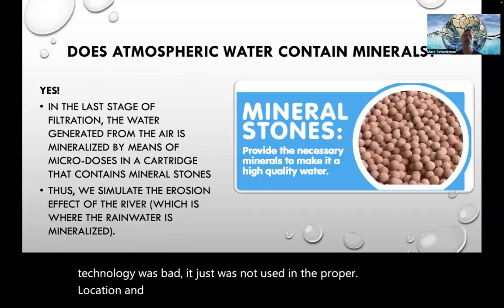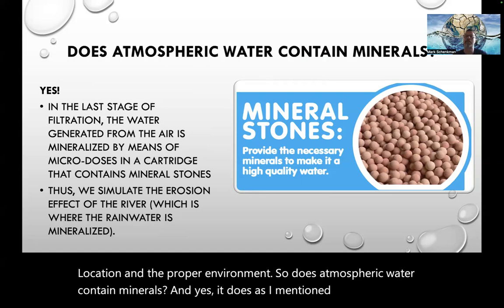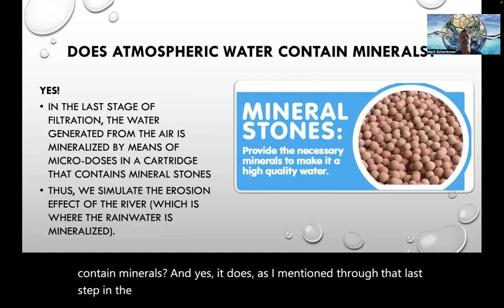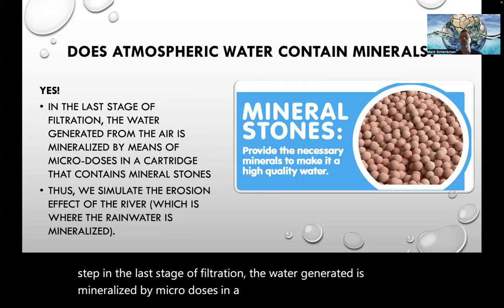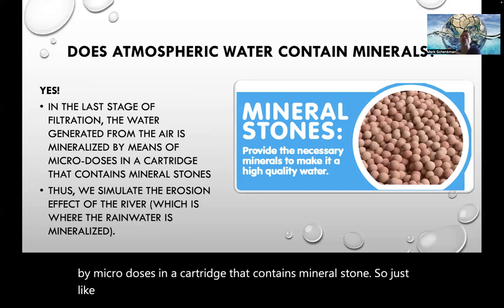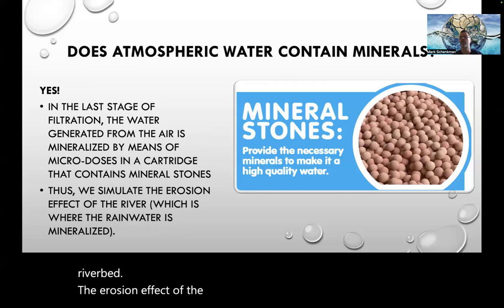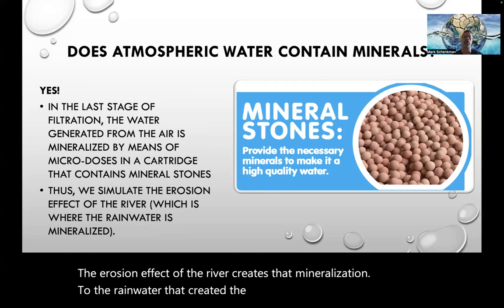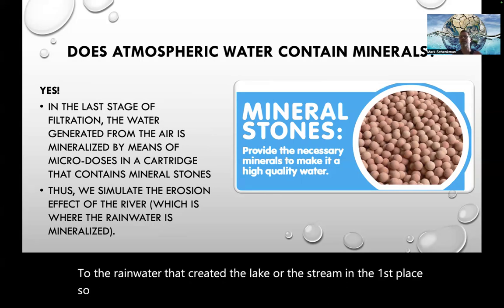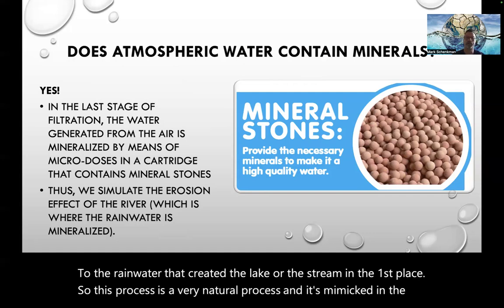So does atmospheric water contain minerals? Yes, it does, as I mentioned through that last step. In the last stage of filtration, the water generated is mineralized by microdoses in a cartridge that contains mineral stones. So just like the water crashing over the stones in the riverbed, the erosion effect of the river creates that mineralization to the rainwater that created the lake or the stream in the first place. So this is a very natural process, and it's mimicked in the Nube product.